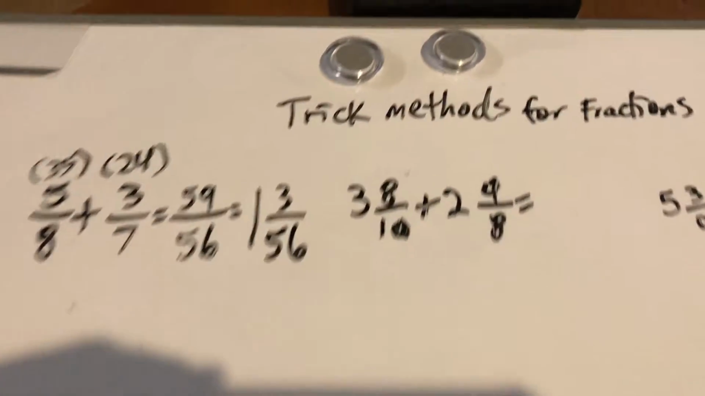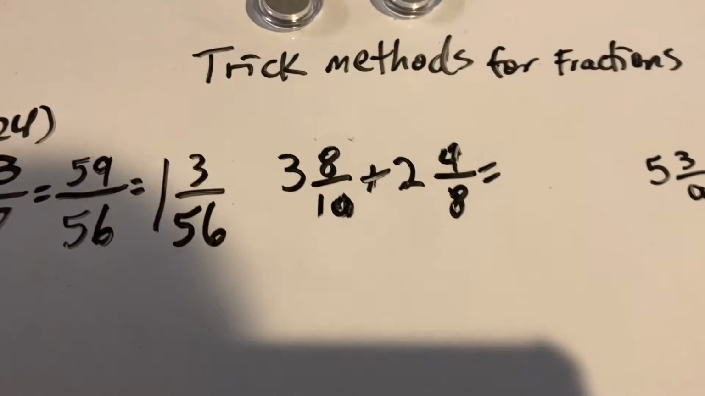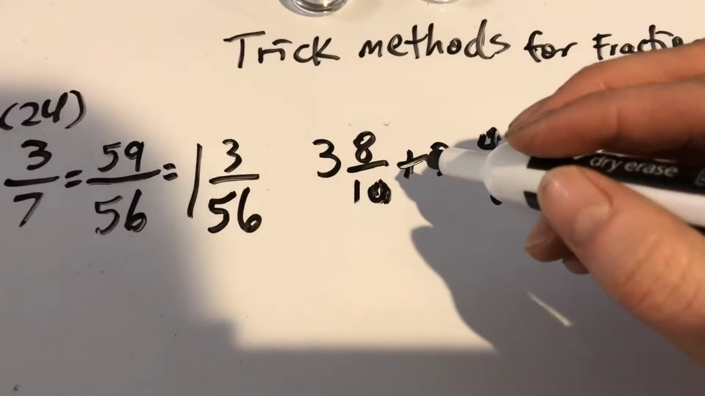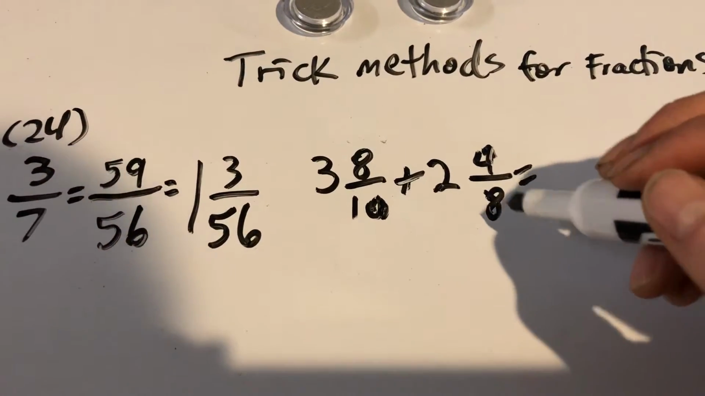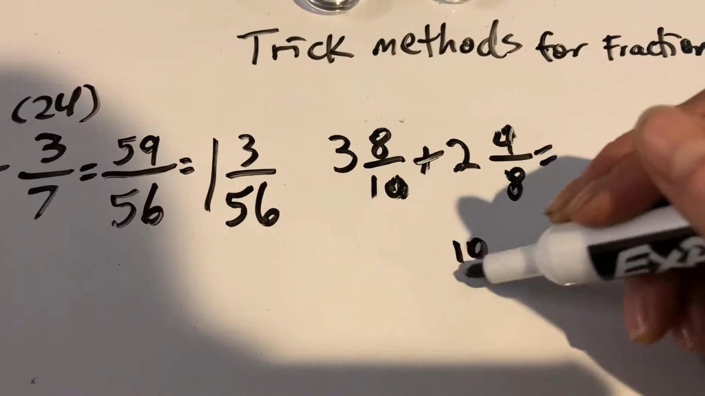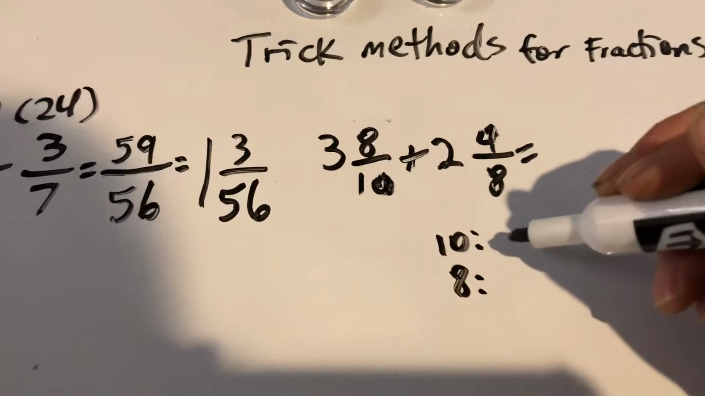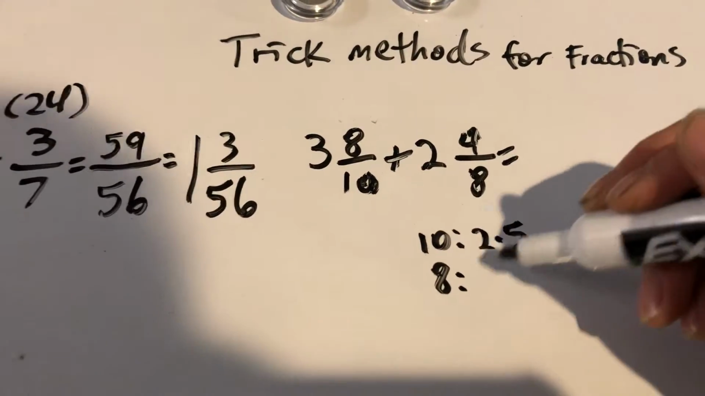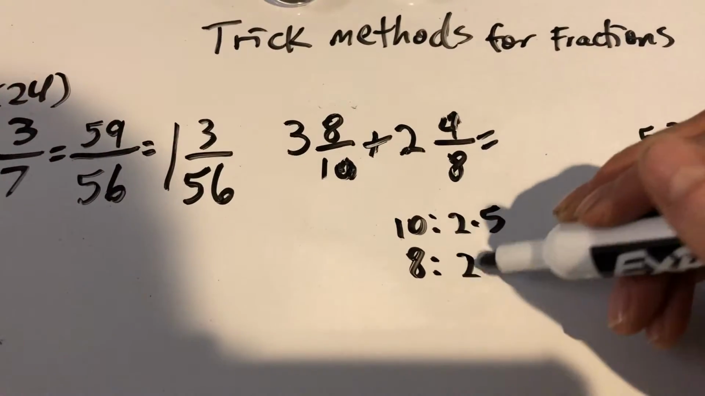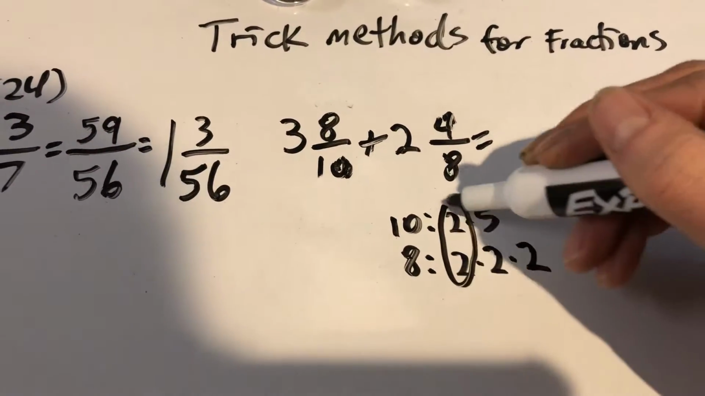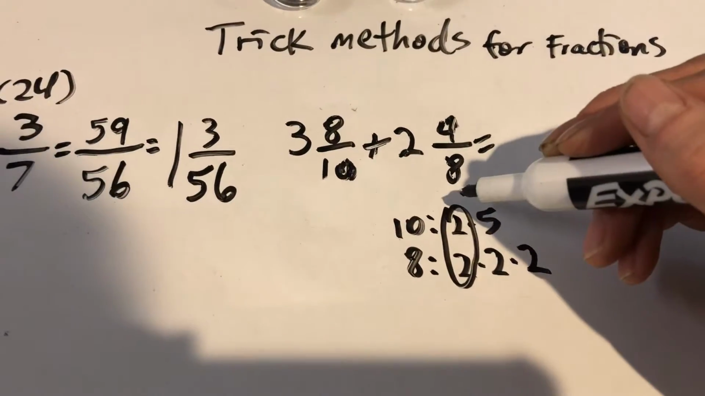All right, next step. 3 8/10 plus 2 4/8. What we can do here is find the highest common factor between 10 and 8. The highest common factor in this will be 2. And here's what I mean. What we do here is we're going to factor out each number. The factor of 10 is the same thing as 2 times 5. The factor of 8 is 2 times 2 times 2. And since there's only one pair of 2, the highest common factor in this will be 2.